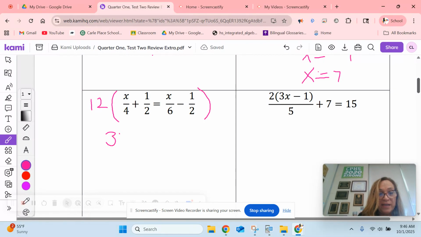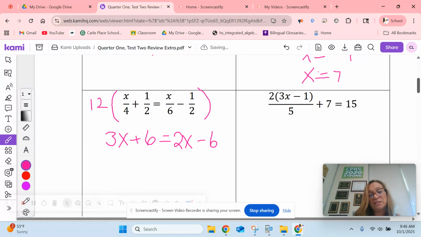That gives me 3x plus 6 equals, and if you're not sure how to multiply by a fraction, you can always use the calculator, but it's basically divide by denominator, multiply by numerator. So 12 divided by 4 is 3. 12 divided by 2 is 6. 12 divided by 6 is 2. 12 divided by 2 is 6.